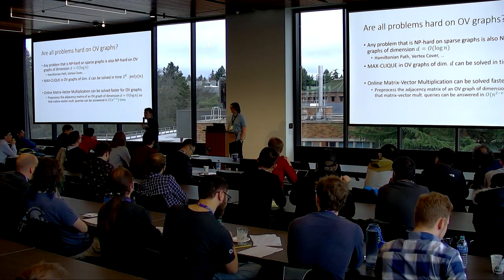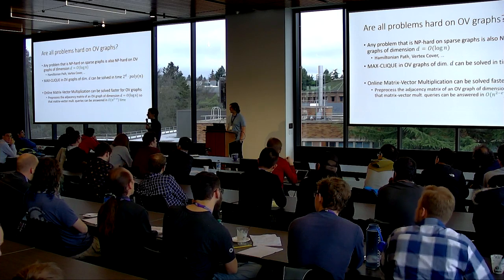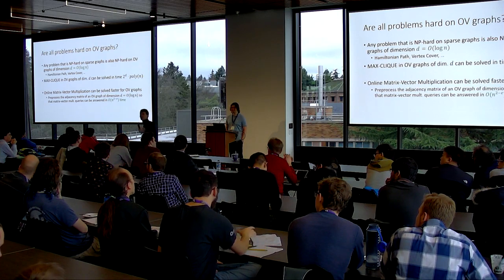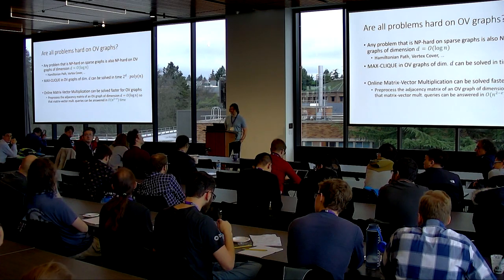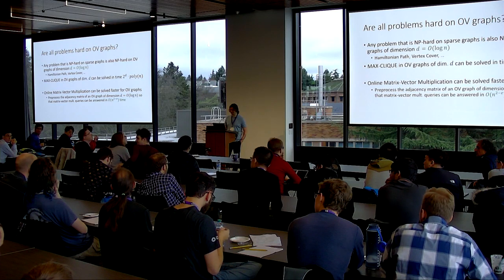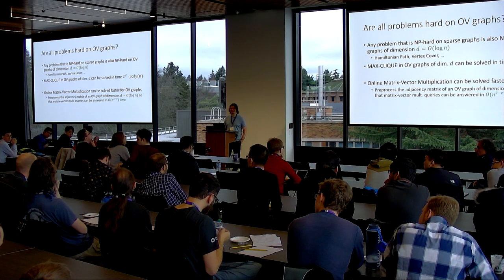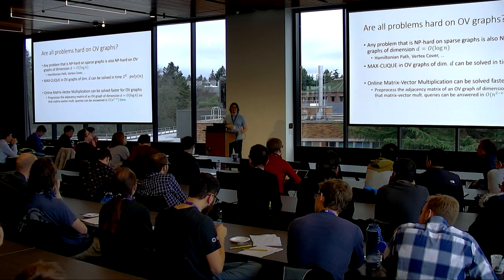So we have plenty of time for questions. Can you just say what any problem that is NP hard means? Like, do you show a general result for NP hard sparse graph problems? So basically, we show a polynomial time deterministic algorithm for taking in as input a sparse graph and outputting vectors of dimension log n that define it as an OV graph. So if you could solve it in these OV graphs, that just immediately implies this.